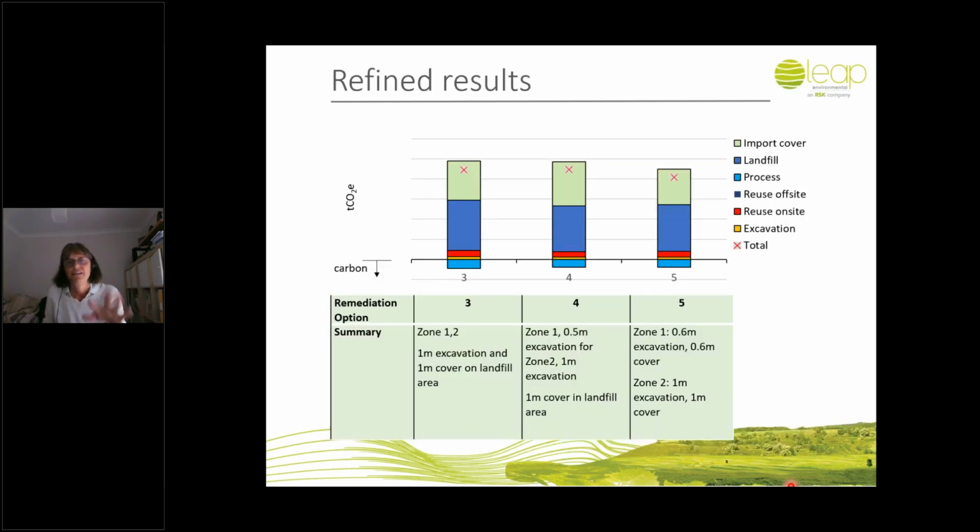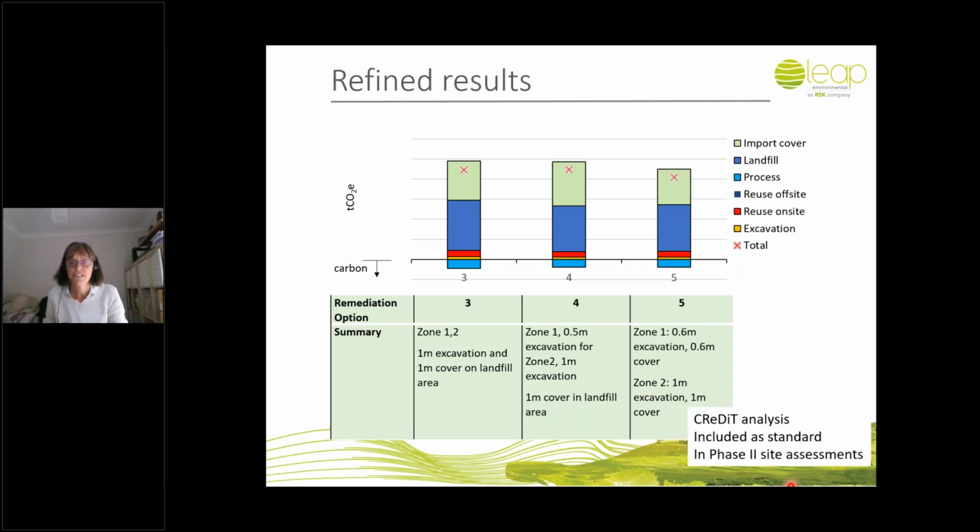And these are just, you can play with it. I can actually run about 6 different ideas at the same time and just see what it's telling you. And option 5 here was a pretty good answer at the moment, which was to just put 0.6 meters of excavation and 0.6 meters of cover in zone 1 and leave the other area at 1 meter. And that was a suggestion that this one is actually quite an efficient way of doing the site.